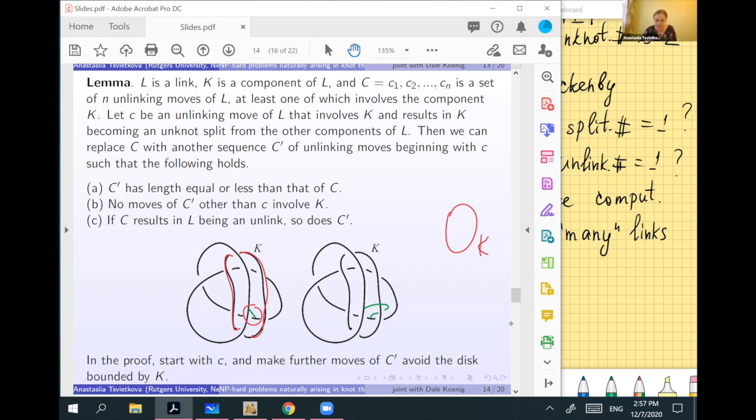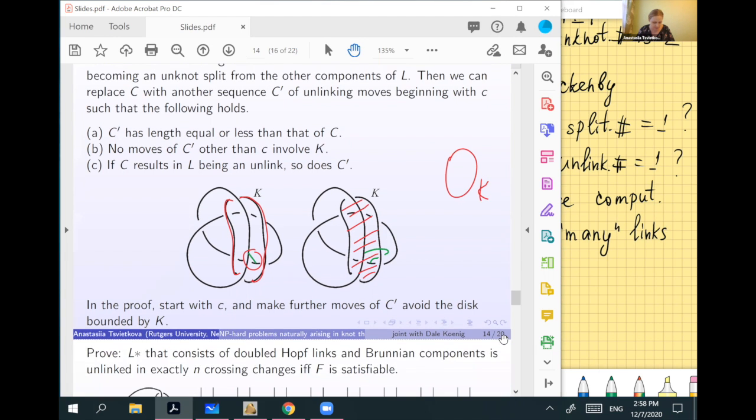So I have to make sure that all my moves that do not involve K also do not involve the disk K bounds. You can do moves completely not involving that component and still link it back. So we prove that you can avoid that. By one move, you can split your component, set it aside, work with the rest, and still get the same result as before. So we compartmentalize our sequence: part of the sequence does this, and then part of the sequence does this.